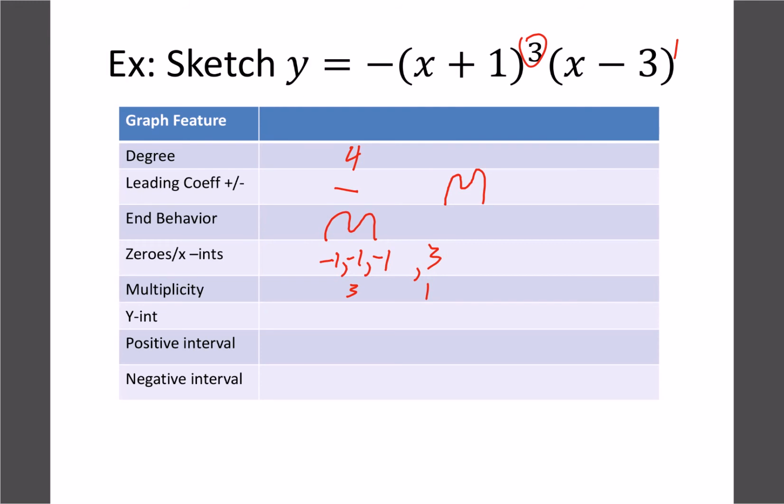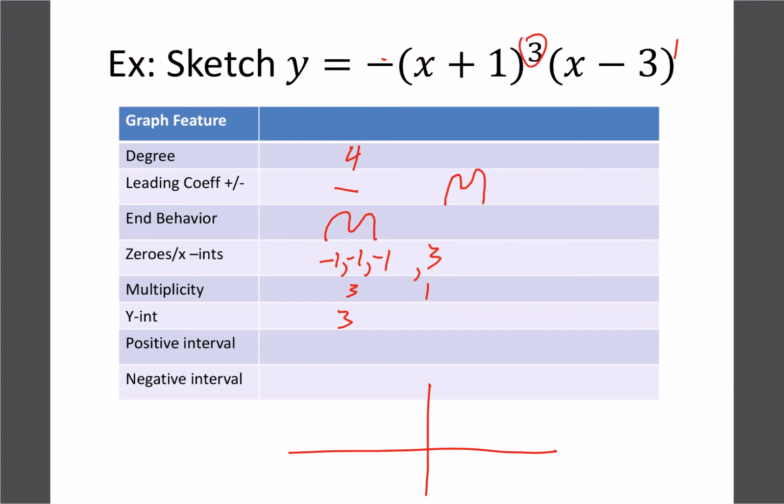And our y-intercept, we can't see it in this equation, but we could actually figure it out. If we go 1 times 1 times 1 would be 1, times negative 3 would be negative 3, times that negative out front should give us a positive 3. So from that, we should be able to sketch our graph.